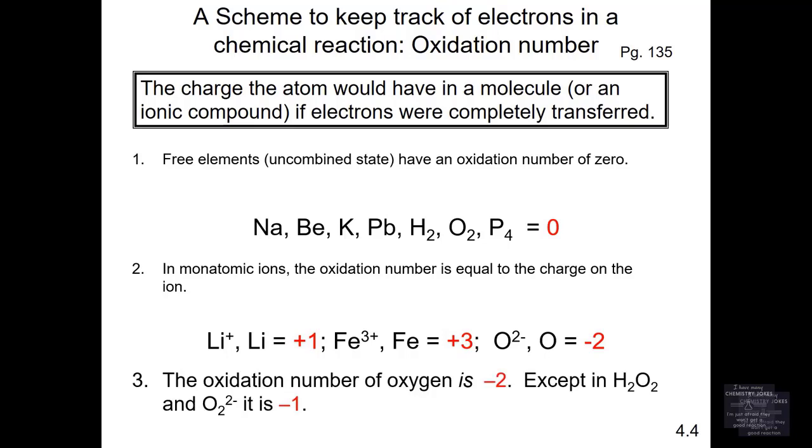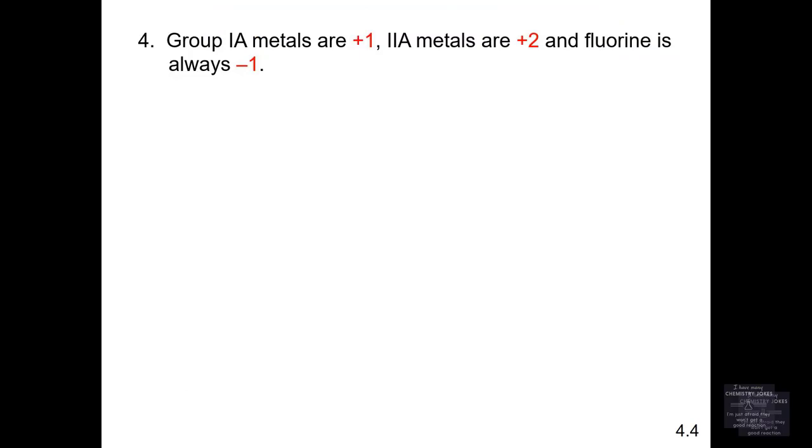Oxygen almost always has an oxidation number of -2. The times where it doesn't are in H2O2 and O2 2-. In those two compounds, oxygen has an oxidation number of -1. When it's a diatomic in its uncombined natural state, it's a 0. Otherwise, oxygen is a -2. So all the group 1 metals, that's lithium, sodium, potassium, those are +1. Group 2 metals, calcium, magnesium, strontium, those are +2. And fluorine is always -1. The other halogens can change depending on what they're connected to, but fluorine is always -1.